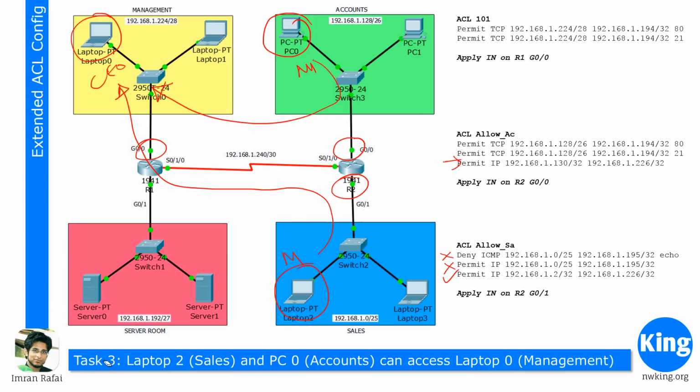Okay, so we need to add this permit command. We say permit IP 192.168.1.2, which is laptop 2, that's a host, going to 226, which is laptop 0. It's saying permit IP. That means permit every traffic going from here to there. Similarly, in this ACL, we're going to say permit IP, the same way. This computer going to this laptop, let through that traffic. This gives us everything.